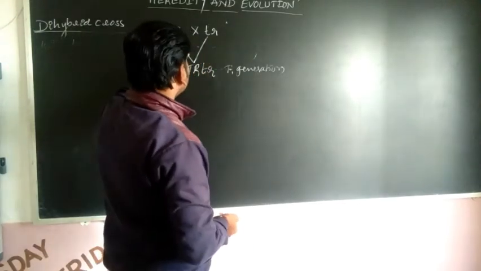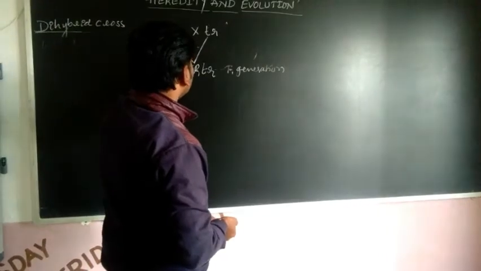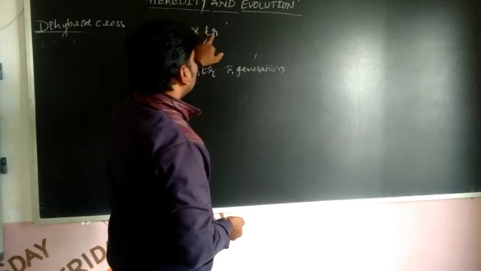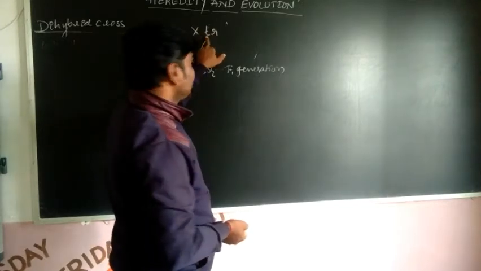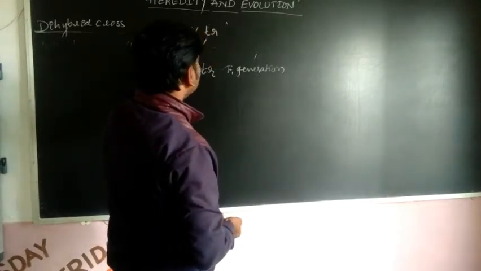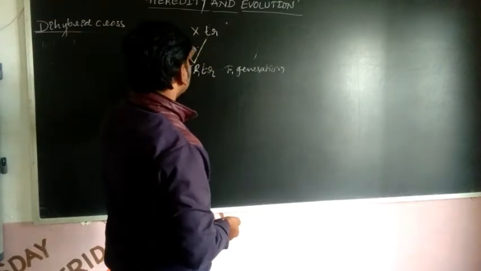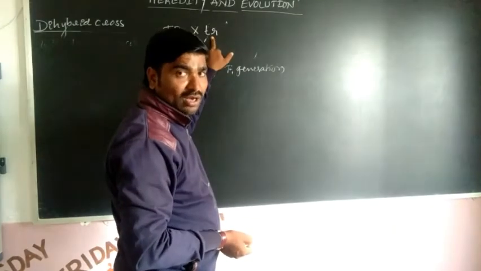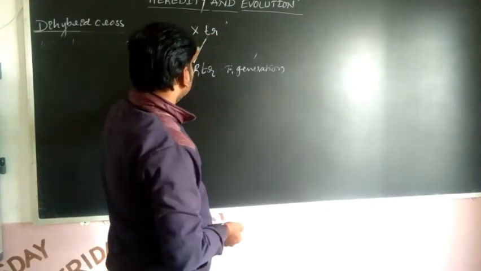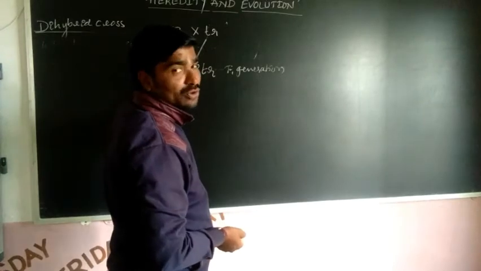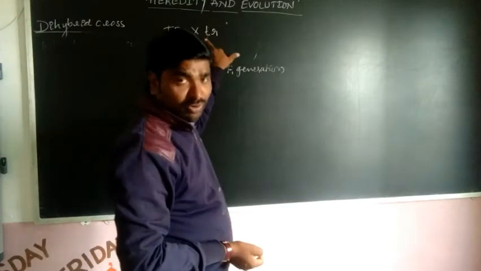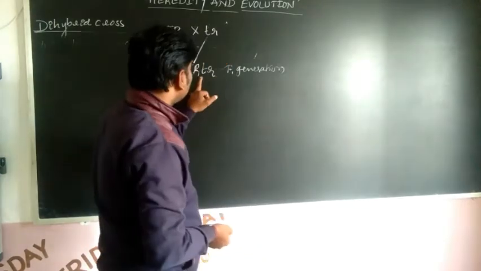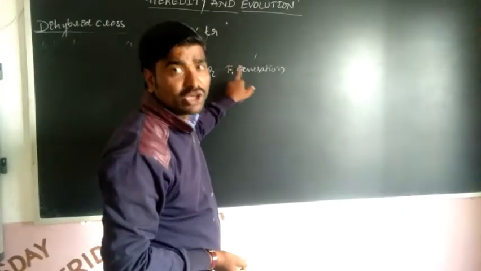So here Mendel collected the pollen grains from the red flower with a tall plant to the white flower with a dwarf plant. That means the pollen grains are taken from here and transferred to here. Mendel transferred pollen grains from the red flower with a tall plant to the white flower with a dwarf plant. The result is that in the F1 generation all plants become red flower with a tall plant.